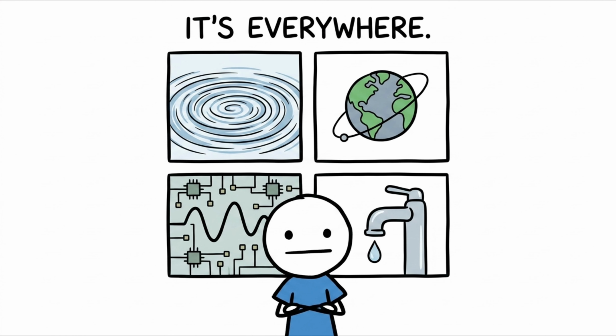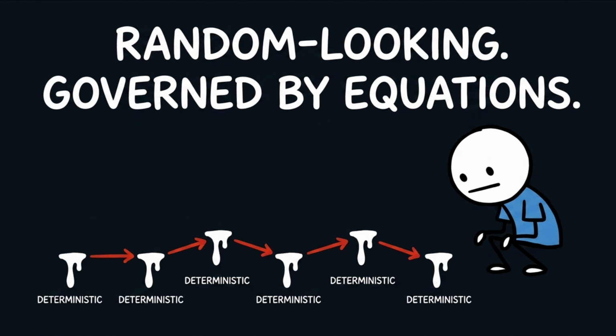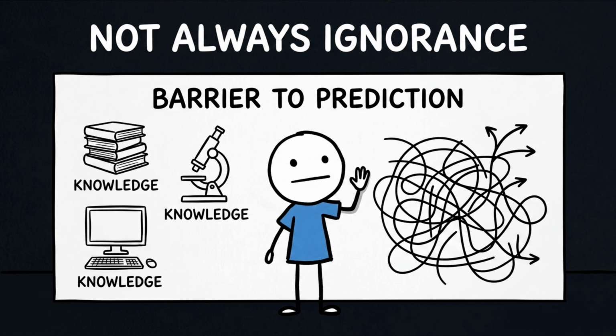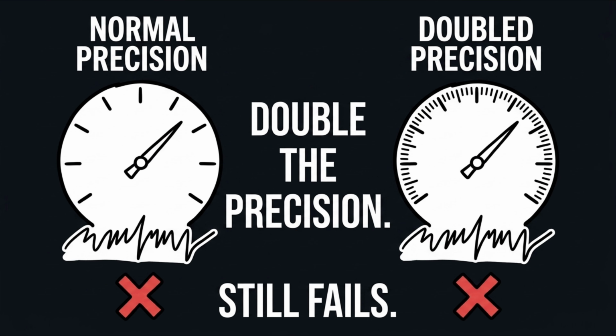It appears in fluid dynamics, in the motion of planets over very long timescales, in electrical circuits, in dripping faucets. The dripping faucet, studied in detail in the 1970s, was found to exhibit chaotic behavior at certain flow rates, dripping in patterns that seemed random but were governed entirely by deterministic equations. What chaos theory showed is that the barrier to long-term prediction isn't always ignorance. Sometimes the universe simply amplifies uncertainty faster than we can reduce it. You could double the precision of every measurement ever taken, and a chaotic system would still become unpredictable just as quickly. A little later, but just as certainly.